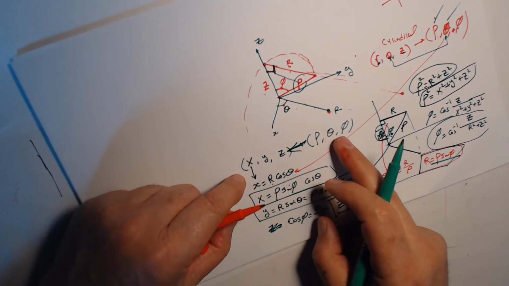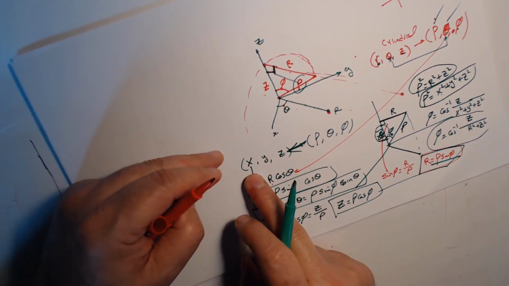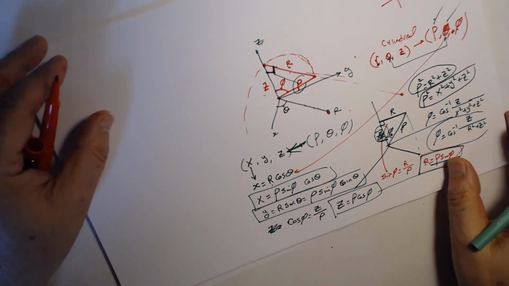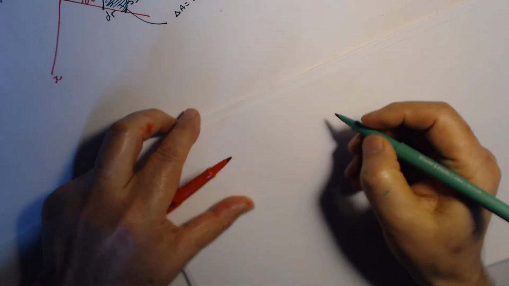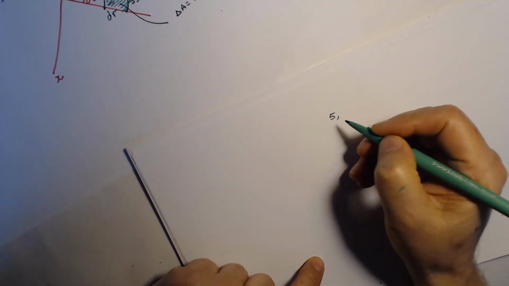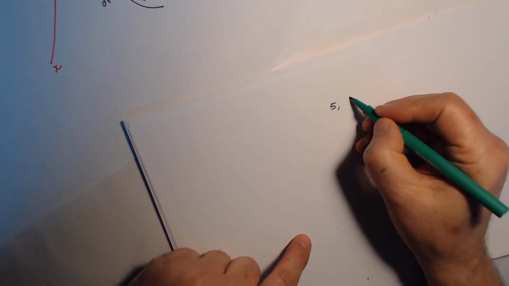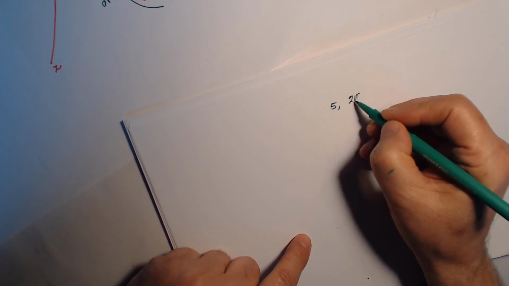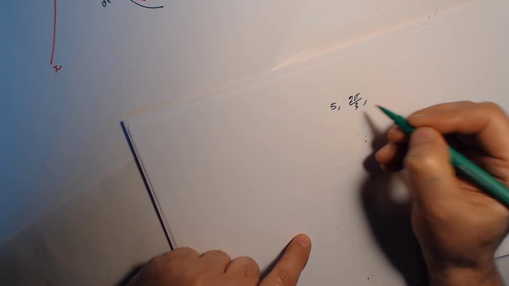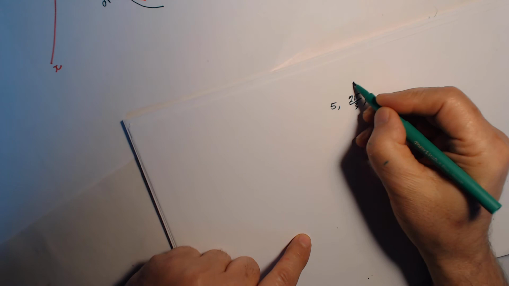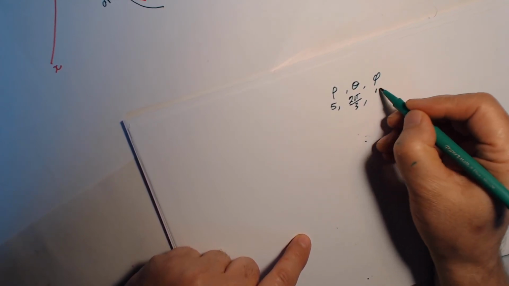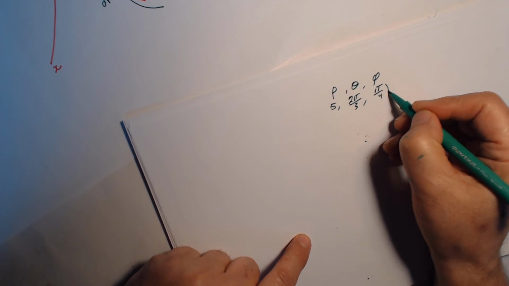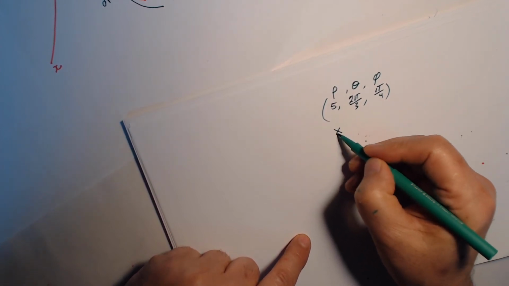Do you see how often we go from spherical to Cartesian? Let's give an example. Okay, my rho is 5, my theta is 2 pi over 3, and my phi is pi over 4. I want to know my x.